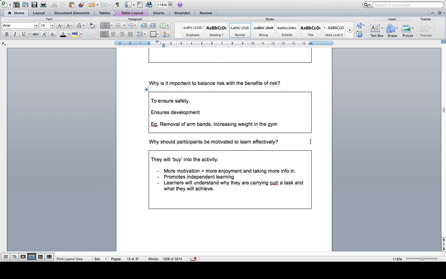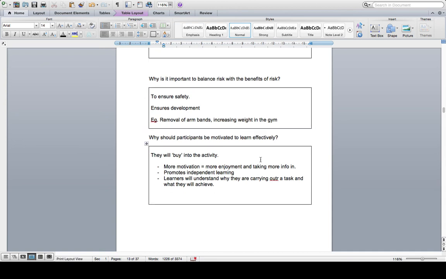Okay, and I'll put another example there as well. The removal of armbands from young swimmers, making that transition from wearing armbands or water wings to swimming on their own. Obviously, there's a risk there, but the benefit is they're probably going to develop faster without the water wings. All right. So that's that pretty much boxed off.